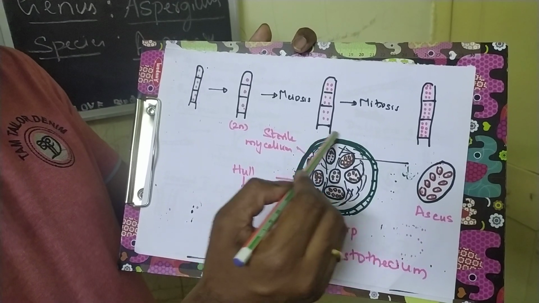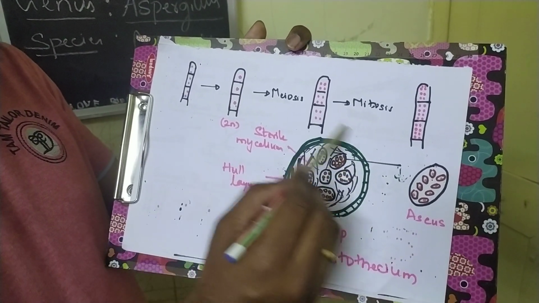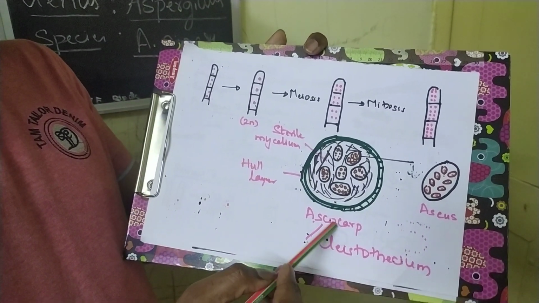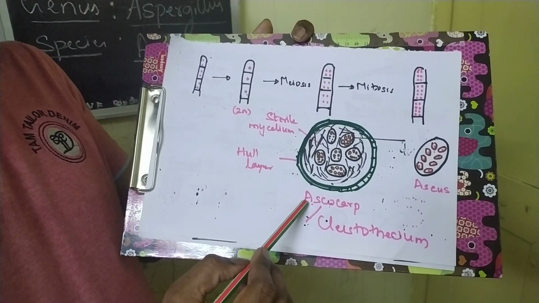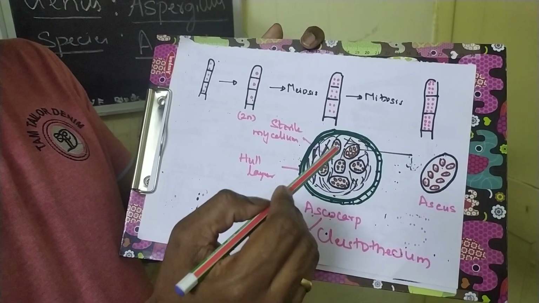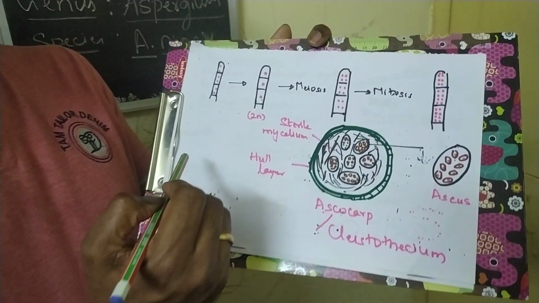Okay, and you can see a hull layer getting developed at the top, at the surface. This particular structure is called the fruiting body, called ascocarp. So I think you can guess it now. Ascocarp, the word asco is there, no? Ascocarp structure is formed in sexual reproduction. Hence the name Ascomycetes is given for this particular class.